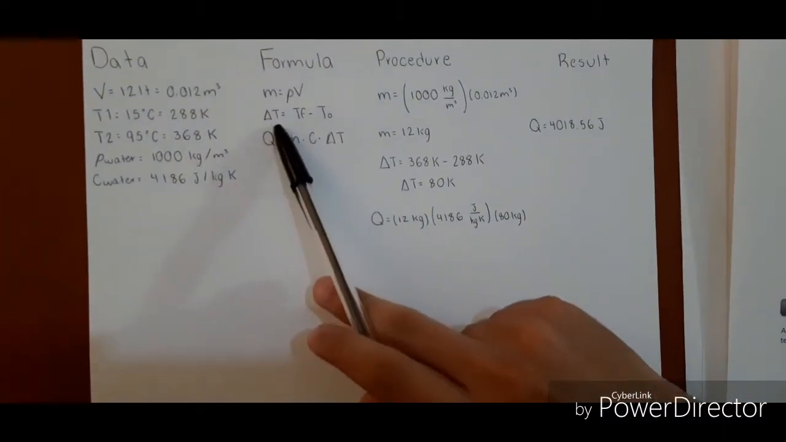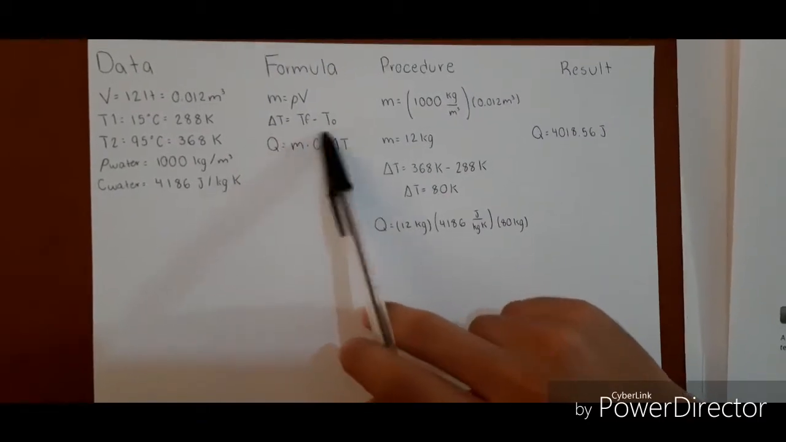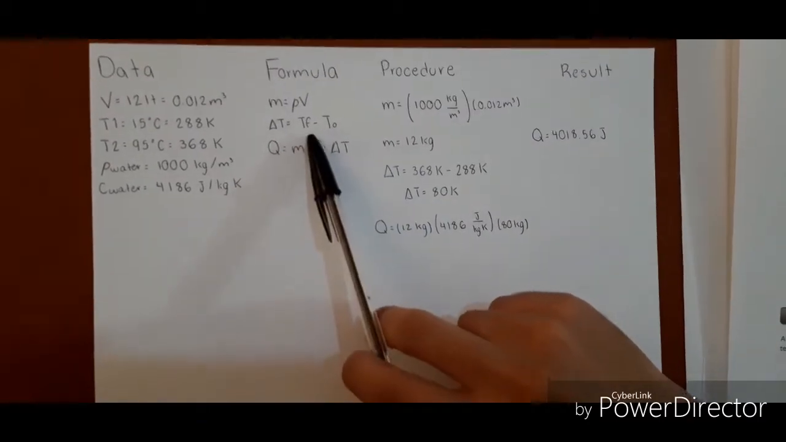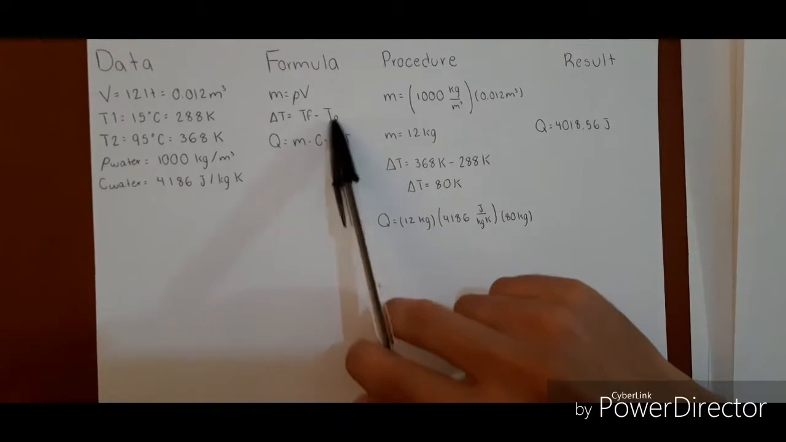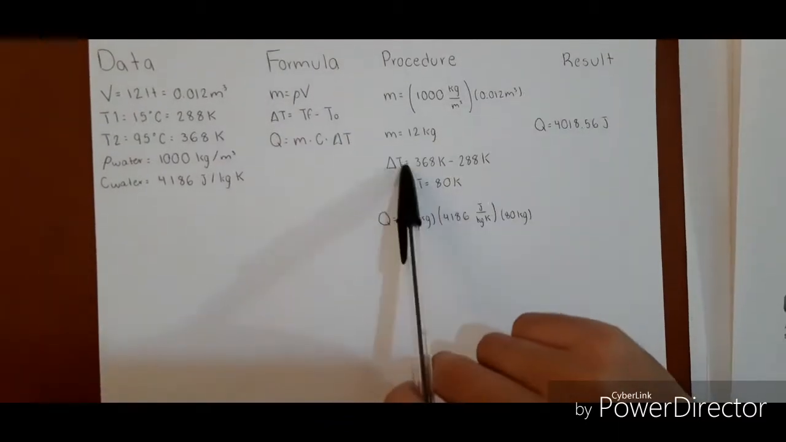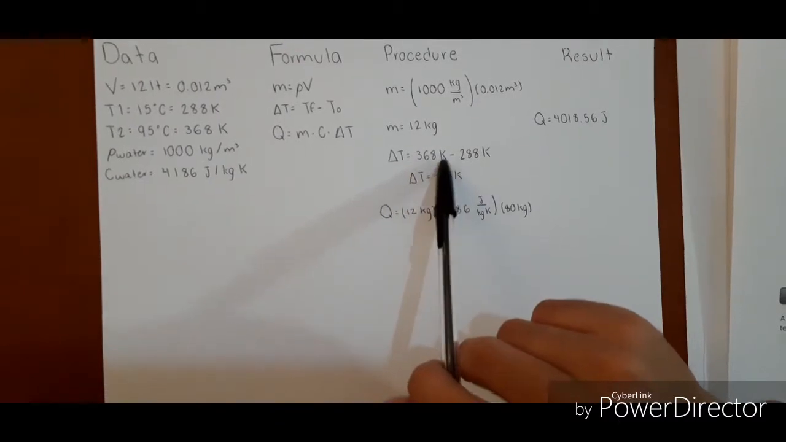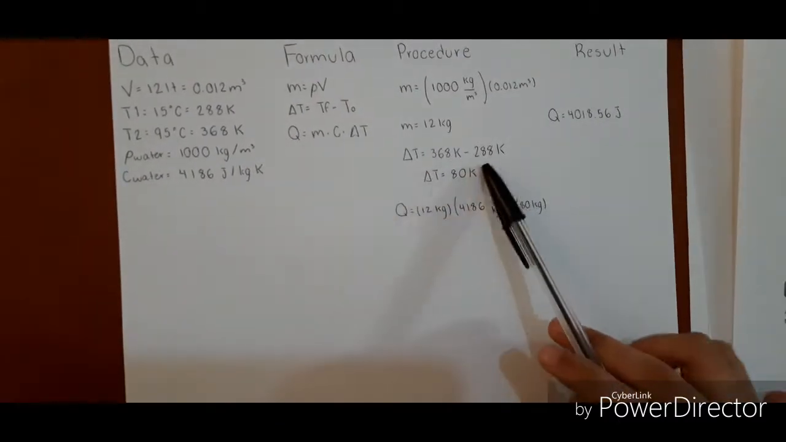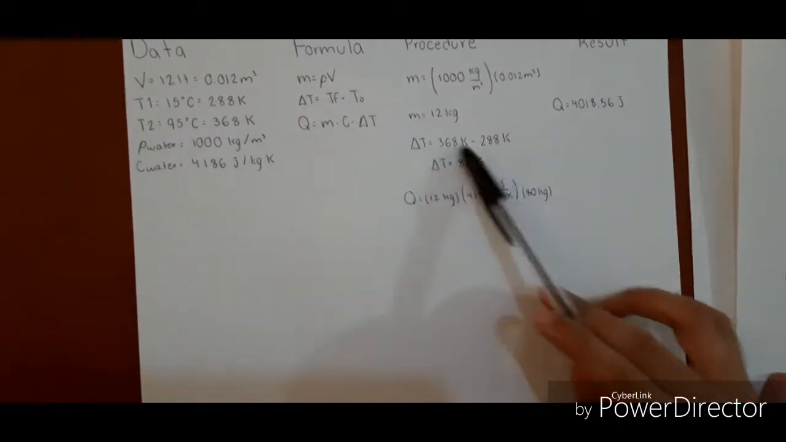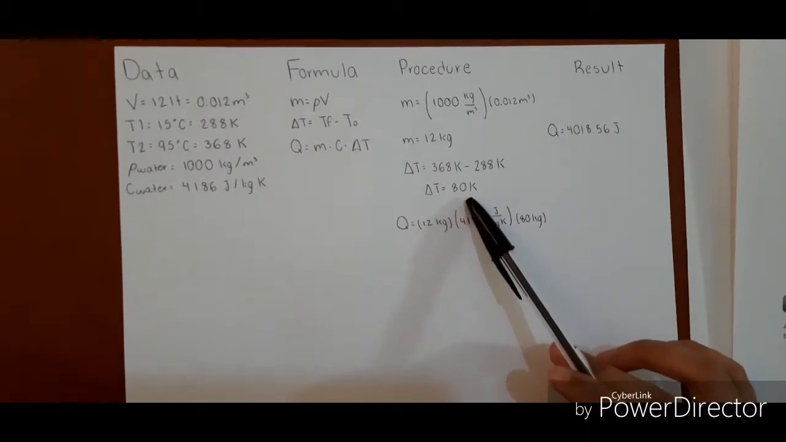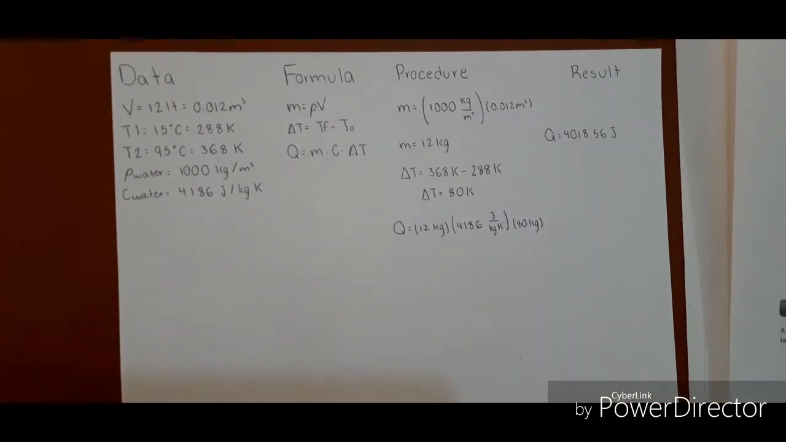Then this formula of the temperature is final temperature minus initial temperature, and here we have that it is going to be 368 Kelvin minus 288 Kelvin, and it's going to be a total of 80 Kelvin.